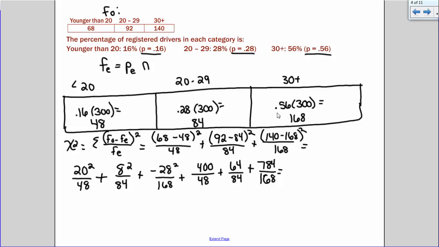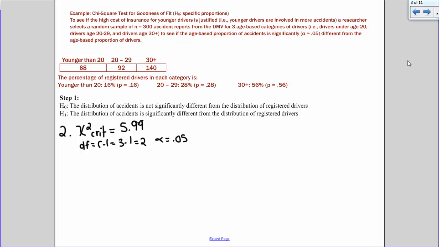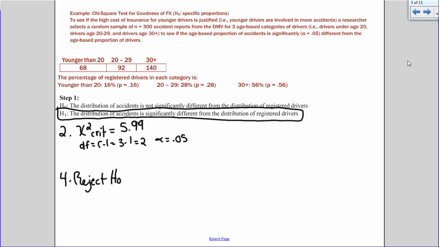All right, 400 divided by 48 is 8.333. 64 divided by 84 is 0.762. And 784 divided by 168 is 4.667. And our chi-square statistic is equal to 13.762. And that 13.762 is larger than our critical value of 5.99. So our conclusion is to reject the null hypothesis and conclude that the distribution of accidents is significantly different from the distribution of registered drivers.